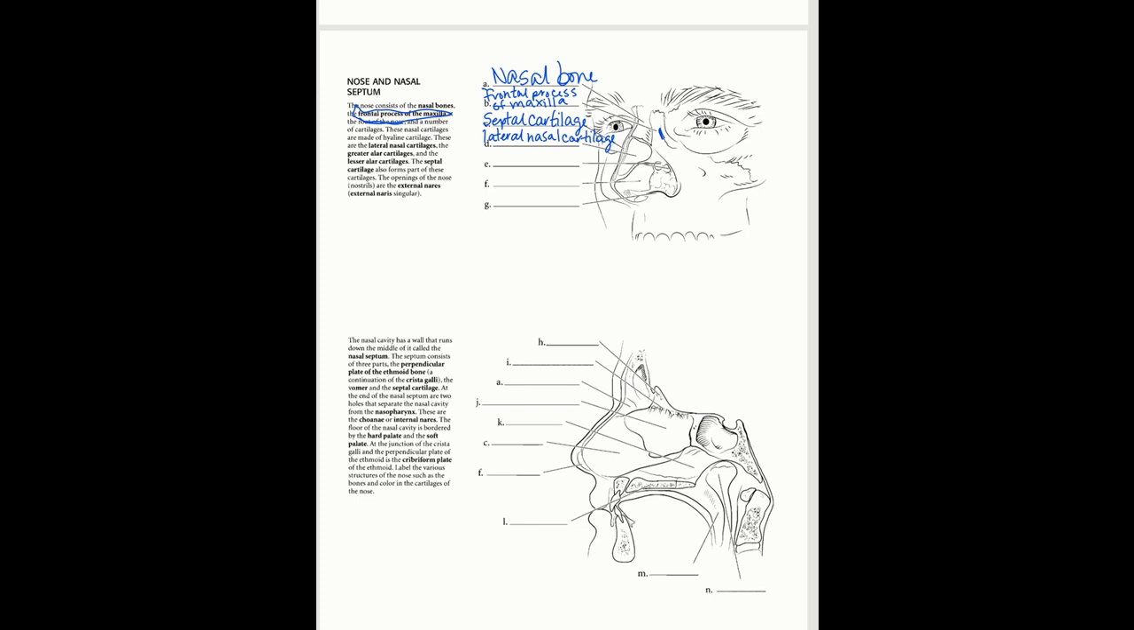And then below that, we've got the cartilage that's kind of on the side of your nostrils. This is called the lesser alar cartilage. And then the cartilage that kind of makes up the bulby part of the tip of your nose is called the greater alar.